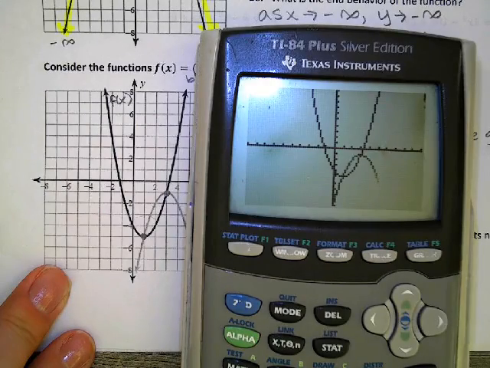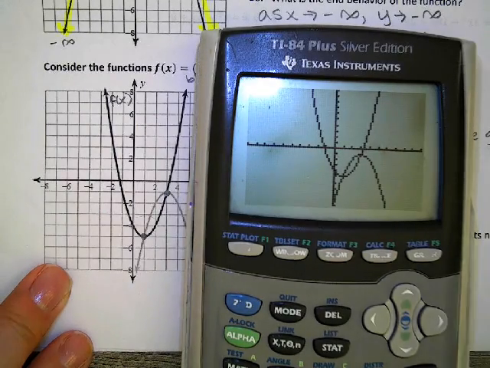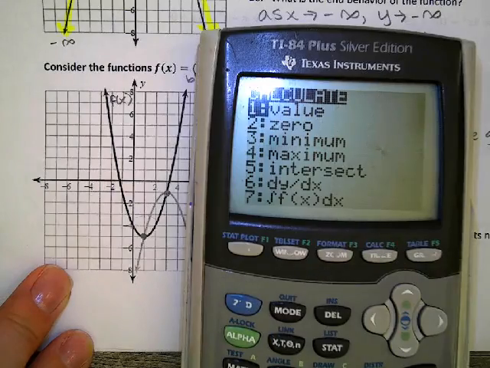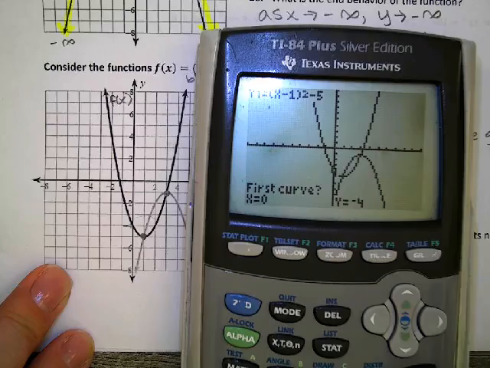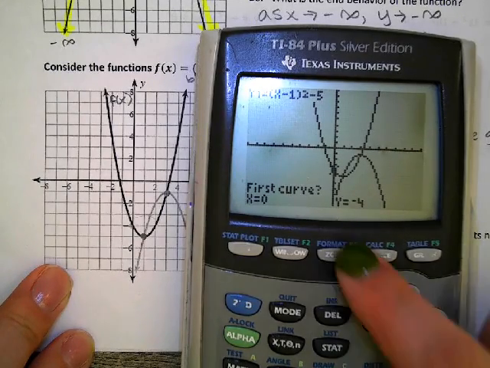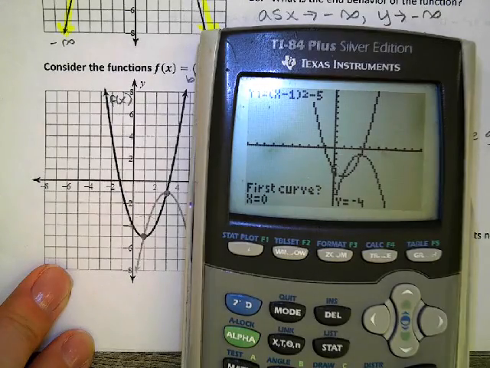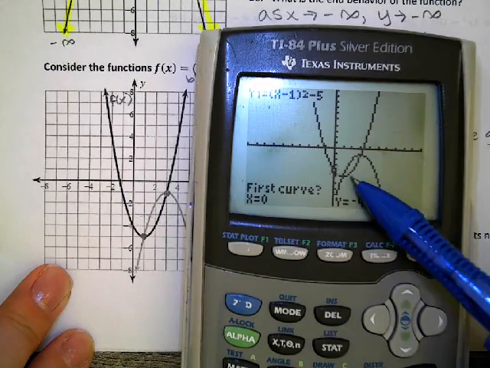So we're going to do second trace like we always do. That's our menu, and intersection is number 5. With intersection, you don't have to do anything at first. You just have to have your cursor kind of close to one intersection. So right now we're closer to this one. So all you do is press enter, enter, enter.